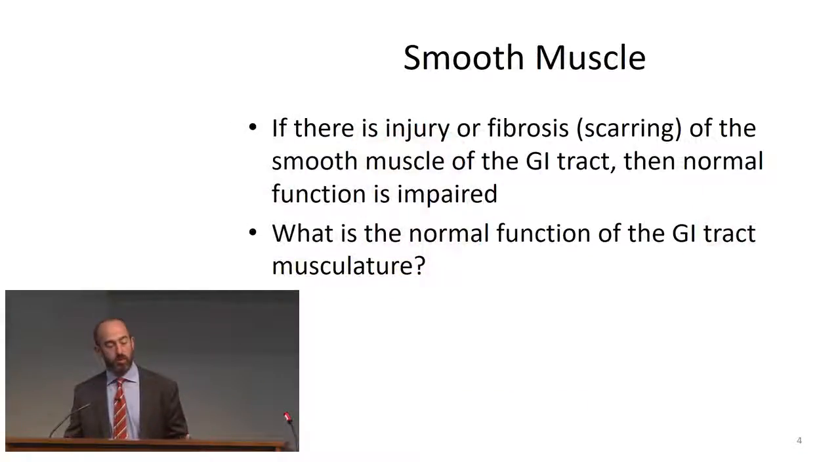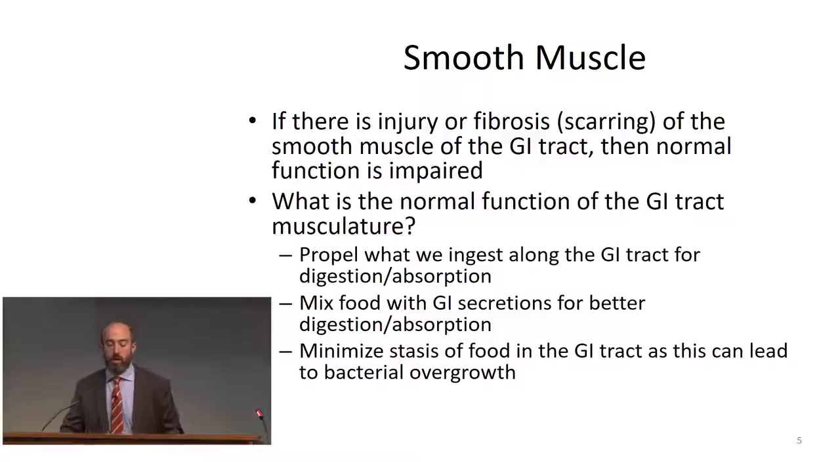So if there's injury or scarring, which is fibrosis, of the smooth muscle of the GI tract, then the normal function is impaired. And then we get to what is the normal function of the GI tract musculature, and why, when it's impaired, do you get symptoms, and which symptoms occur. So the normal function of the GI tract musculature is multiple. It propels what we ingest along the GI tract for digestion and absorption. And so when there are alterations in the way that food is propelled in the GI tract, symptoms can arise.